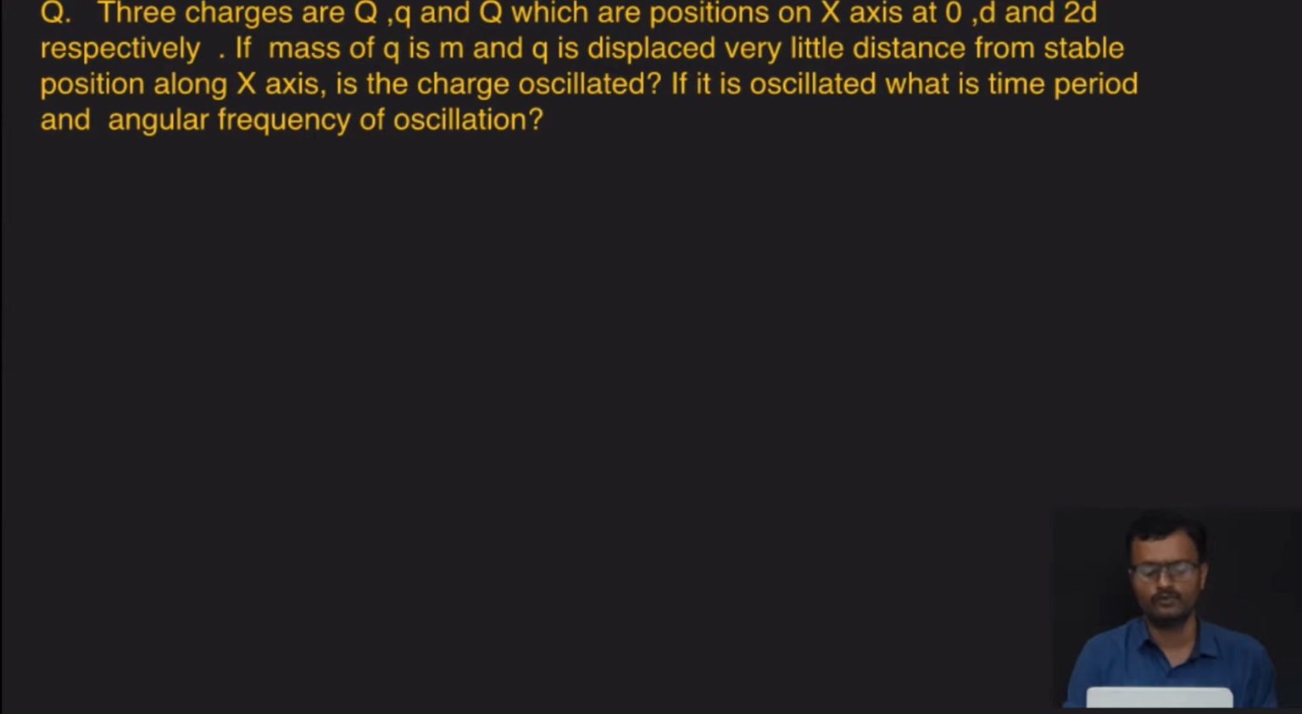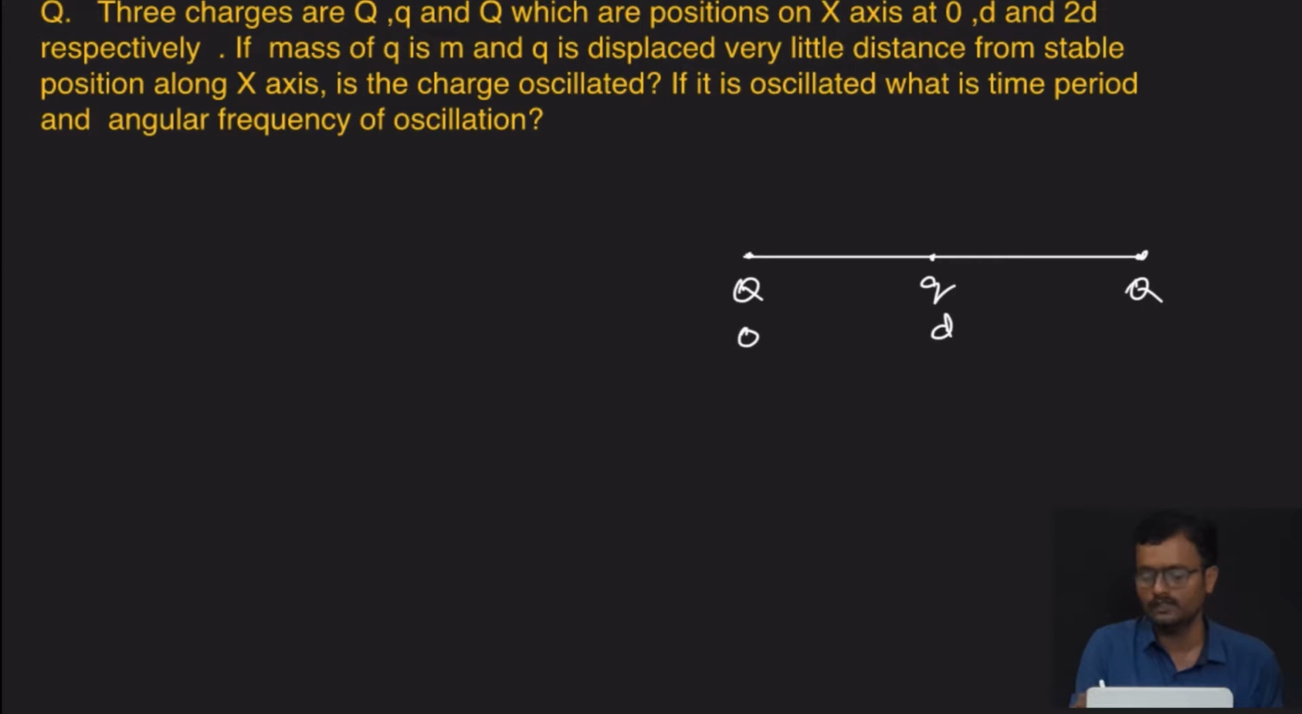Three charges Q are positioned on the x-axis at 0, d and 2d respectively. If the mass of q is m and q is displaced a very little distance from the stable position along the x-axis, does the charge oscillate? If it oscillates, what is the time period and angular frequency of oscillation? From the data, see, big Q, small q and big Q are positioned at 0, d, 2d on the x-axis.